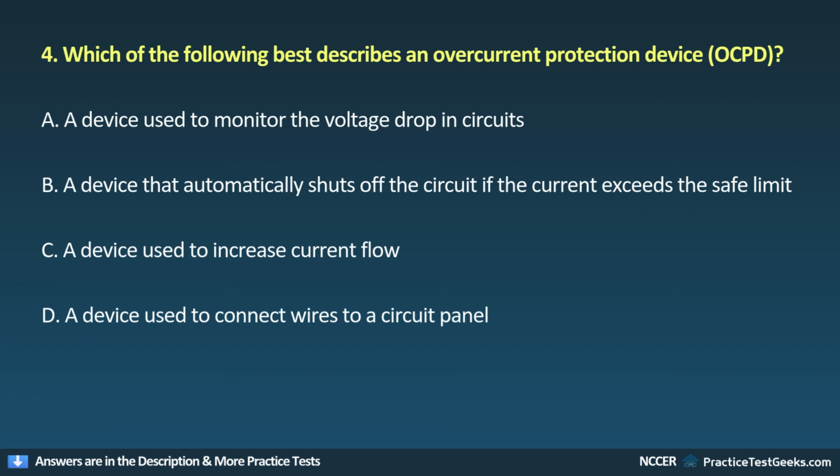4. Which of the following best describes an overcurrent protection device, OCPD? A. A device used to monitor the voltage drop in circuits. B. A device that automatically shuts off the circuit if the current exceeds the safe limit. C. A device used to increase current flow. D. A device used to connect wires to a circuit panel.